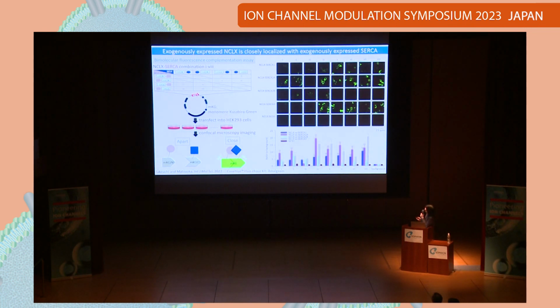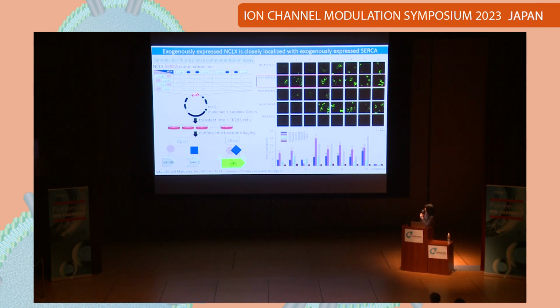Here are the results. We tested four isoforms of SERCA, SERCA 1, 2A, 2B and 3. Let's focus on SERCA 2A, which is a major isoform expressed in cardiomyocytes. Clearly, bright signals were observed in most combinations. On the other hand, no positive signals were detected for a pair of NCLX and NCX1, which is a plasma membrane sodium calcium exchanger used as a negative control. These results suggest that exogenously expressed NCLX is closely localized with exogenously expressed SERCA.